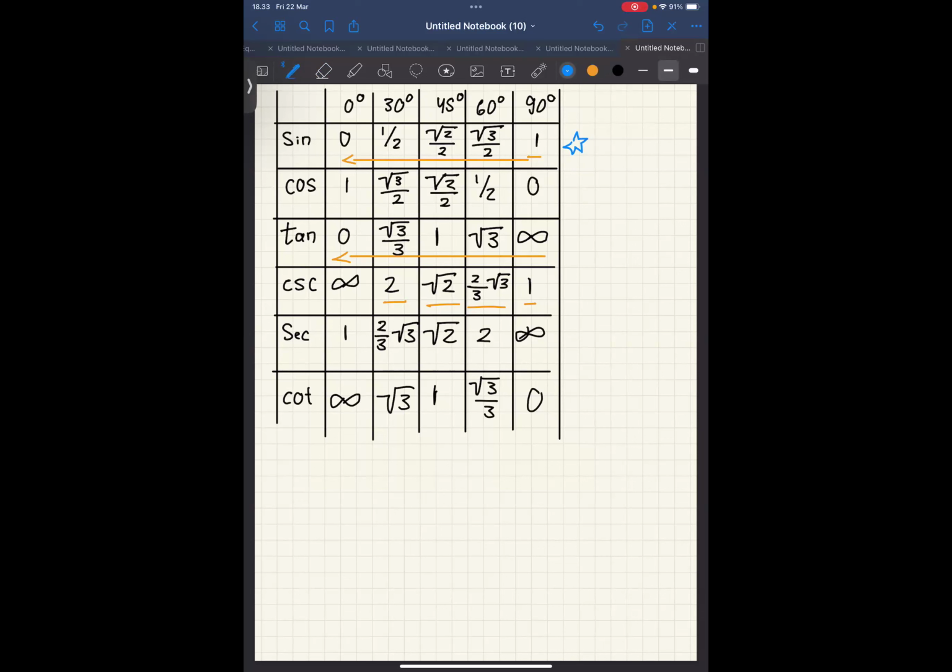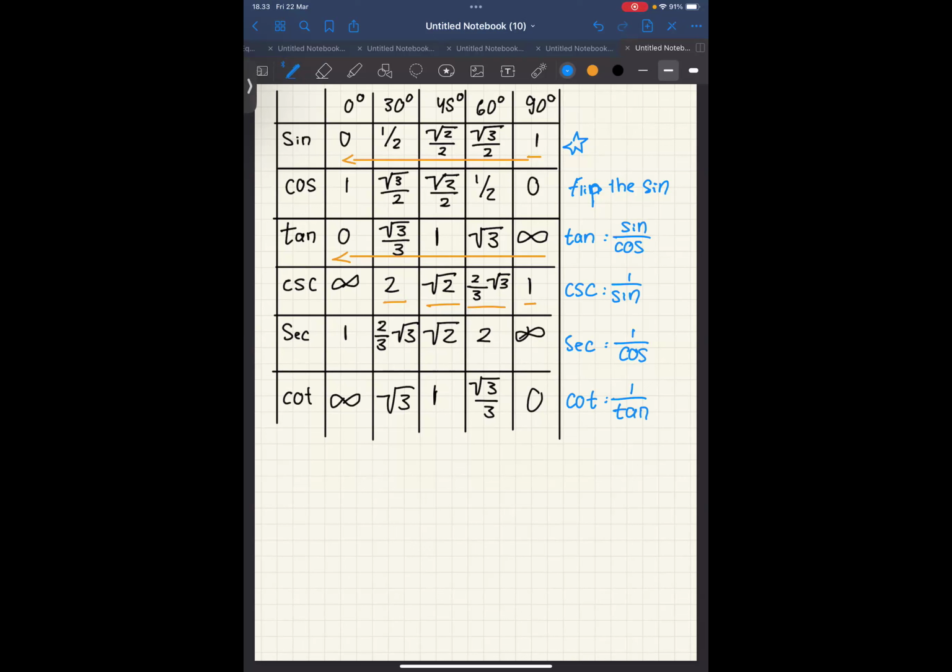As for the cosecant, it is sines, but flipped over. As for the tangents, it is sines over cosines. As for the cosecants, it is 1 over sine. Secants, it is 1 over cosines. And as for the cotangents, it is 1 over tangents.